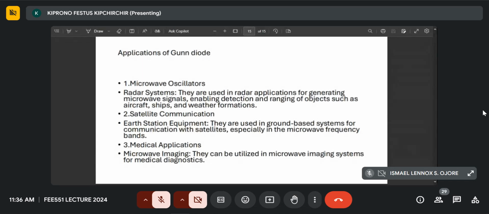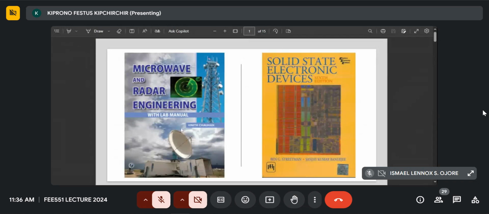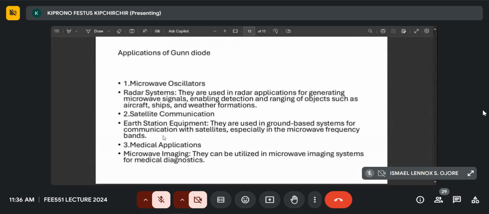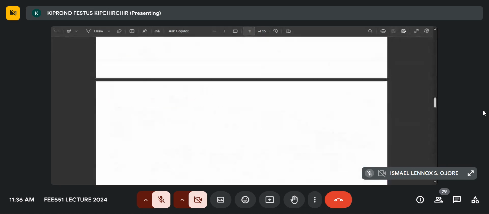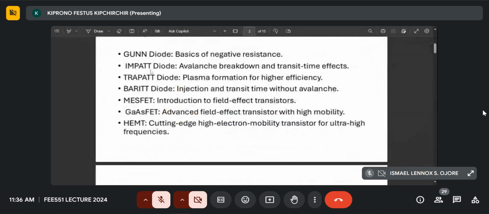I think the book that I showed you on page one, the one in blue, explains more about the applications. It's almost 3 or 4 pages for each application that we had here. In case you guys need the book, I'll share it with the class rep or through the class group, and you can have a better understanding of it. Yep. So that's my presentation on the Gunn diode.